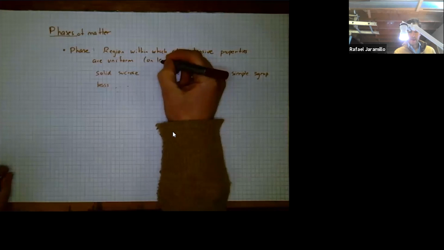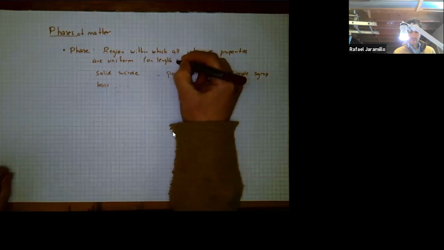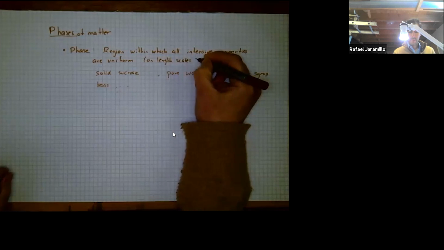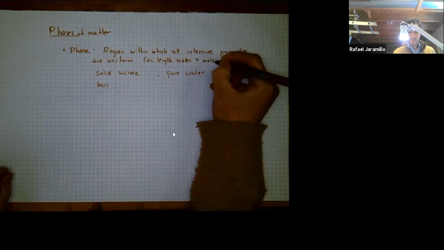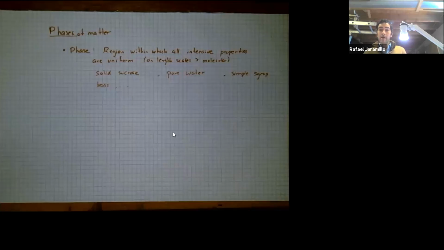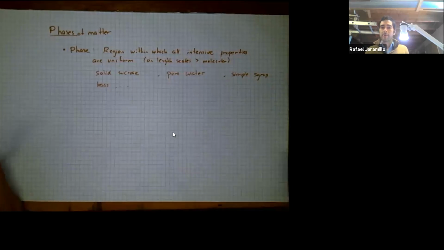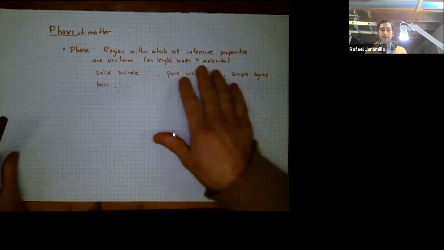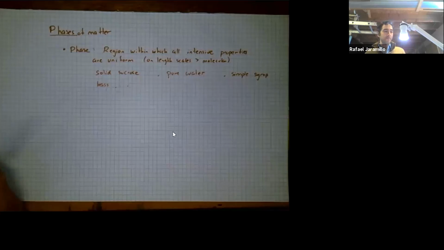On length scales. It's an important caveat, right? If I zoom down to atomic length scales, right, I might say this isn't uniform, right? I've got different metal elements depending on where I'm looking. So this has to be on length scales larger than molecular length scales. All right.